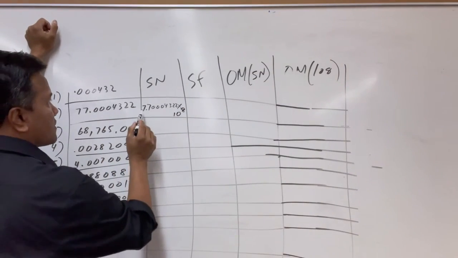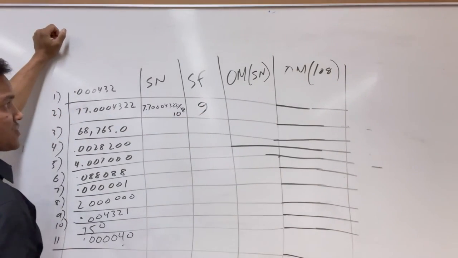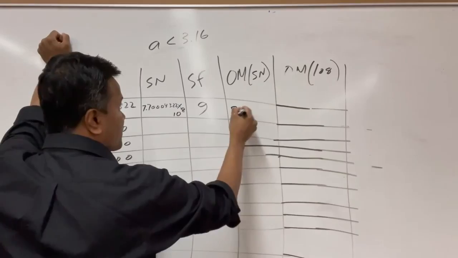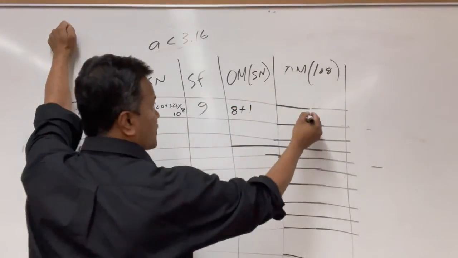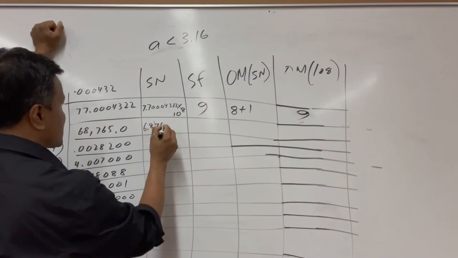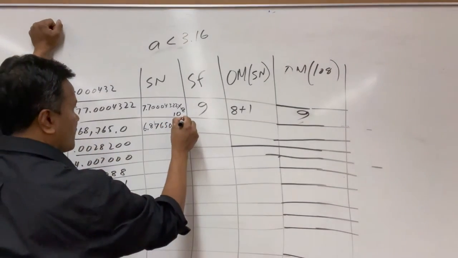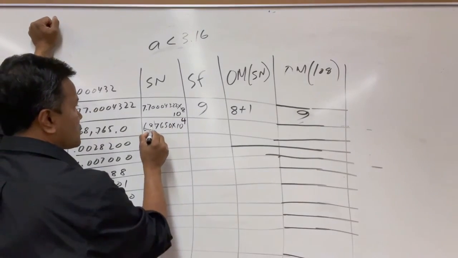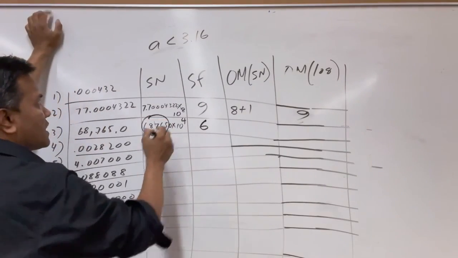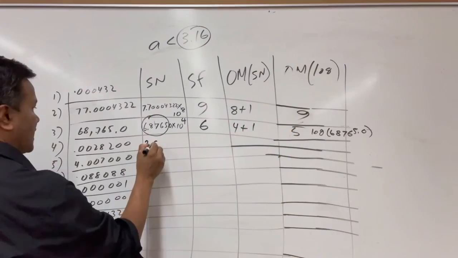0.7. Sig figs: 1 2 3 4 5 6 7 8 9. Order of magnitude by scientific notation, so a has to be less than 3.16. Here it's 8 plus 1, and the log will give you 9. You rounded it to 9. Next, 0.87650 times 10 raised to 4, counting 1 2 3 4. So sig figs is 1 2 3 4 5 6. And for the order of magnitude, this is bigger than that one. Okay, so then 4 plus 1, and of course this gives you 5.